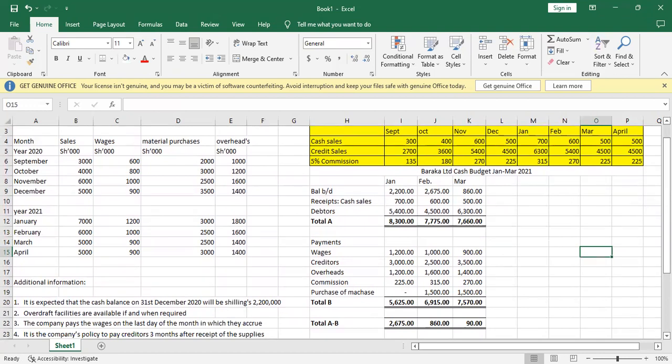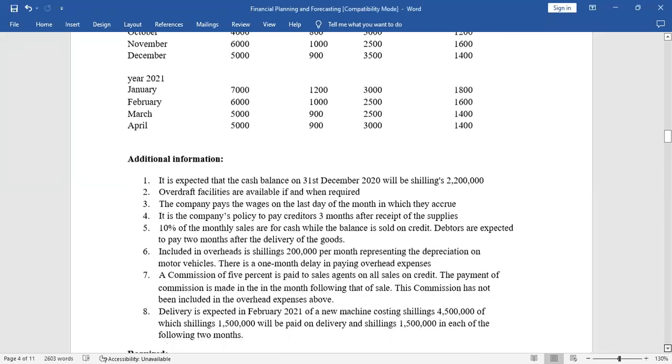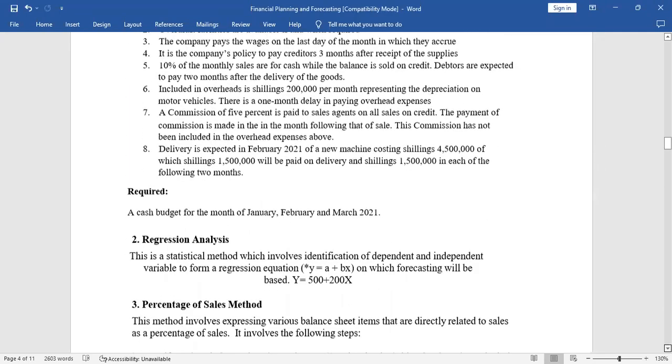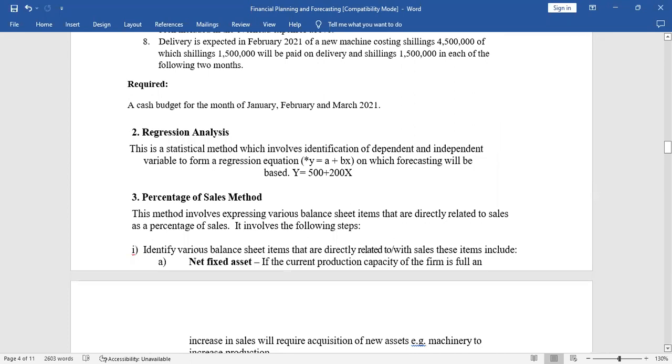So I want to revert to the notes and bring another technique. So I'll stop sharing and I go back to my notes. So we've done this illustration. The other method is the regression method. And the regression method, we won't cover it at this stage because you covered it in your cost accounting.